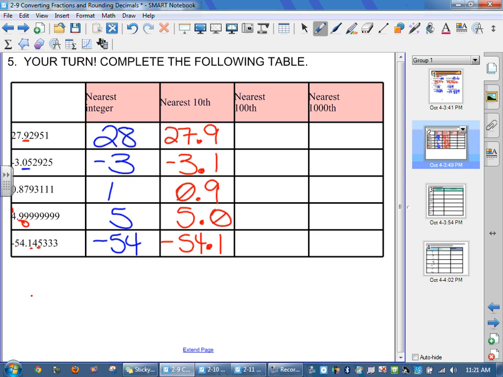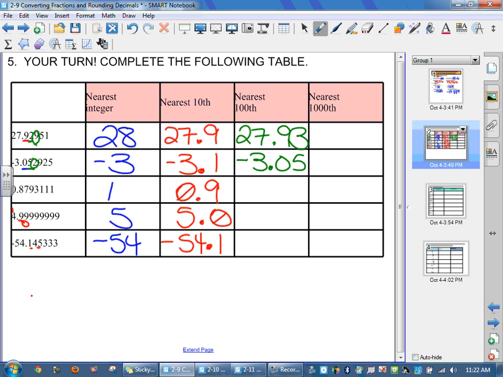Okay. Now we're doing 100. So we look at the second place. What does that third number tell the second place to do? Round up 1 on the first one. So we get 27.93. On the second example, what does that 2 tell the 5 to do? Stays the same. So we get -3.05.